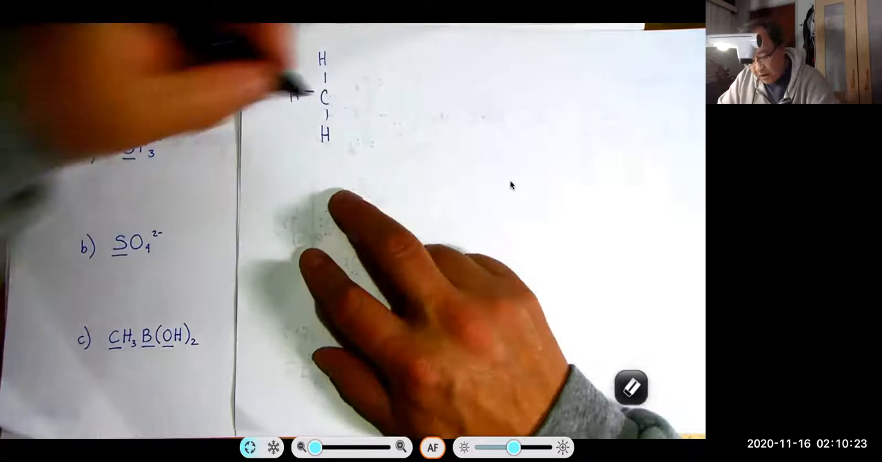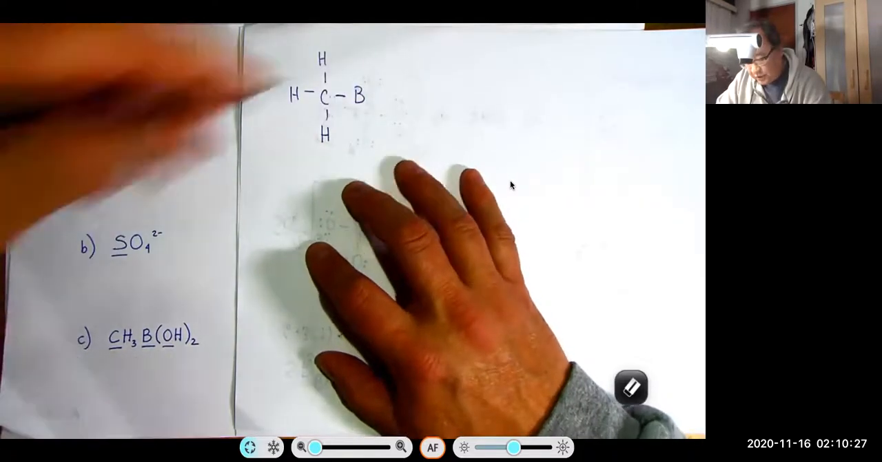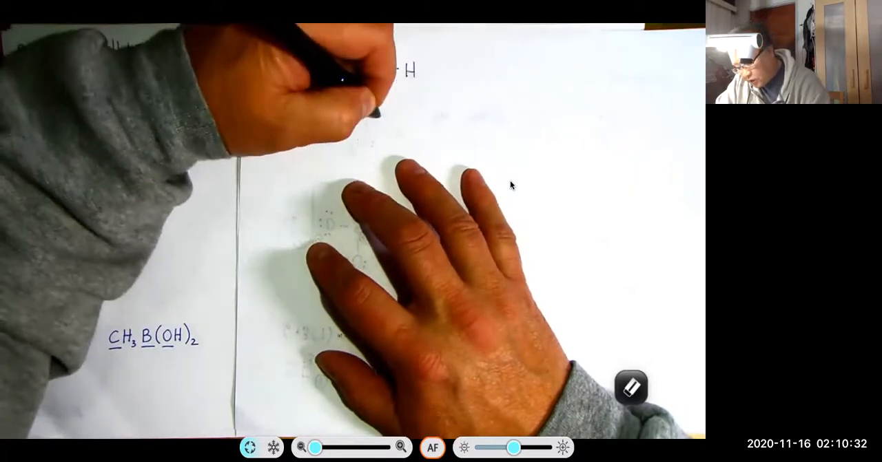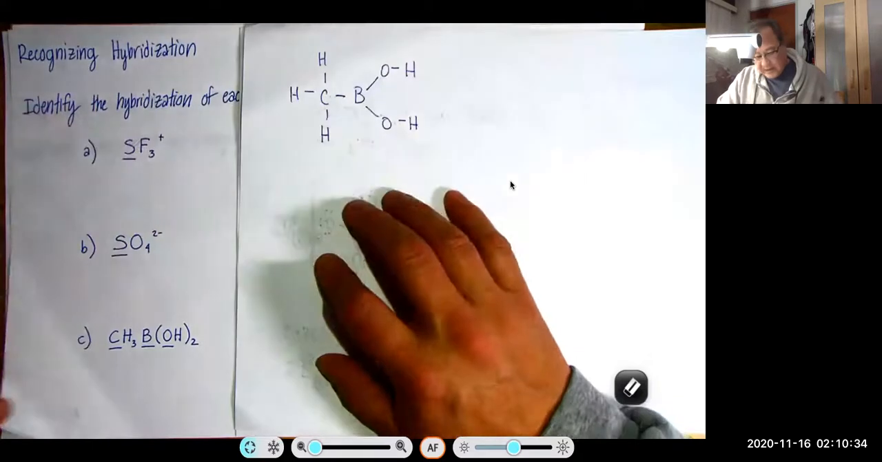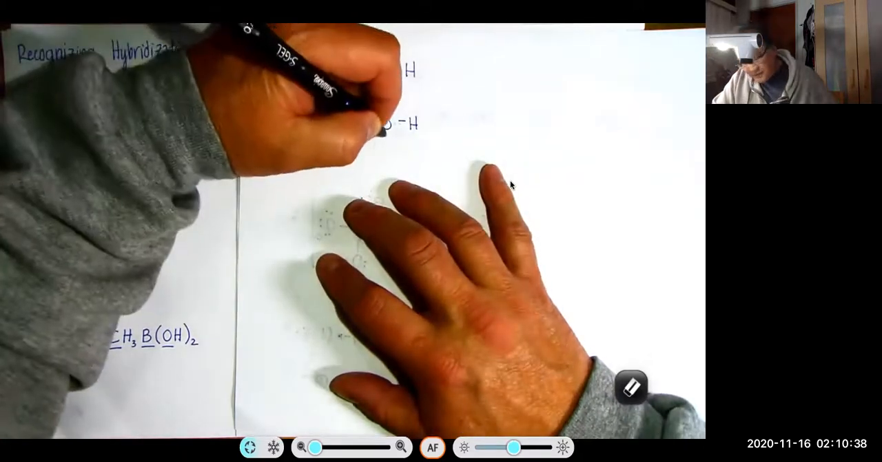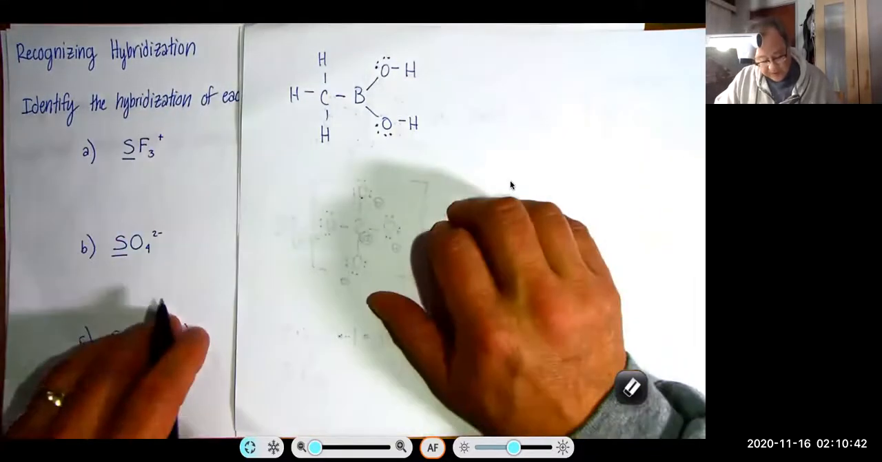And then you've got a boron, and then you've got two of these OHs. So we're going to do this, OH, OH. And then we're going to put in lone pairs on each oxygen. Okay, and if you want to know if this is the correct number of electrons, we can always count them.